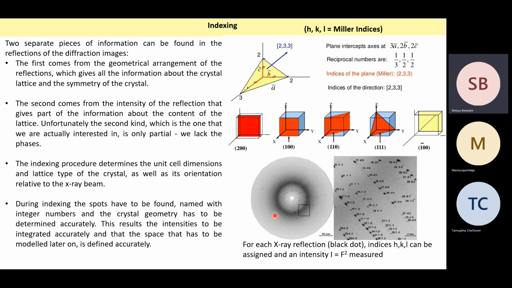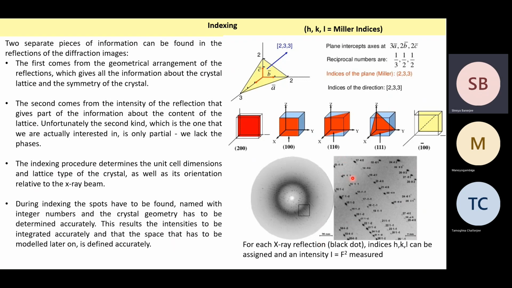Once you have the diffraction pattern, you can assign each of the spots by Miller indices. From the diffraction pattern, you will get two pieces of information. The first is that the geometrical arrangement of these diffraction spots will give you information about the crystal lattice and the symmetry of the crystal. The second is that the intensity of these spots will let you know about the electron density. However, as we discussed in the previous class, we are still lacking the phase information. So there is a loss of phase information.